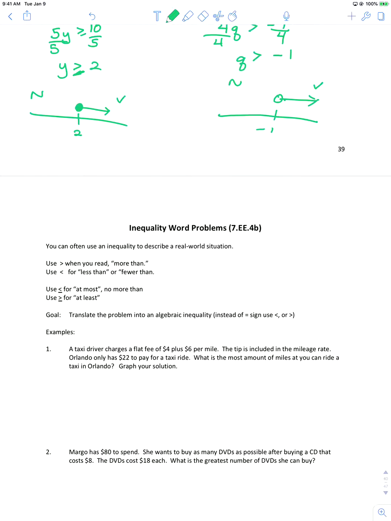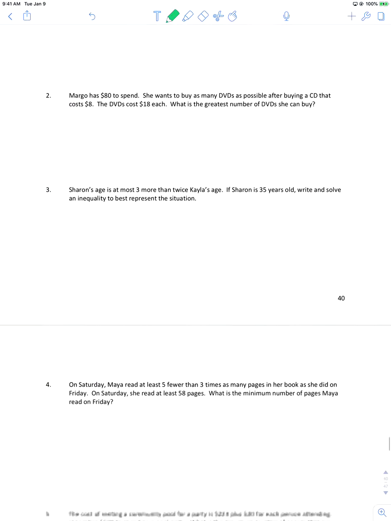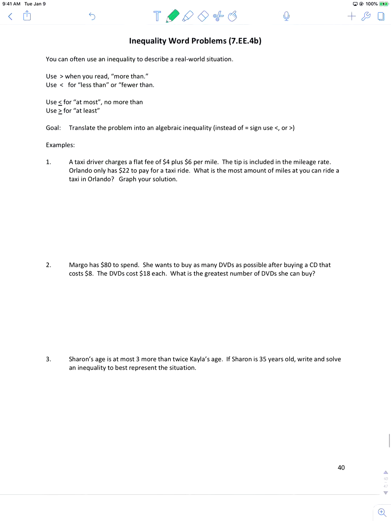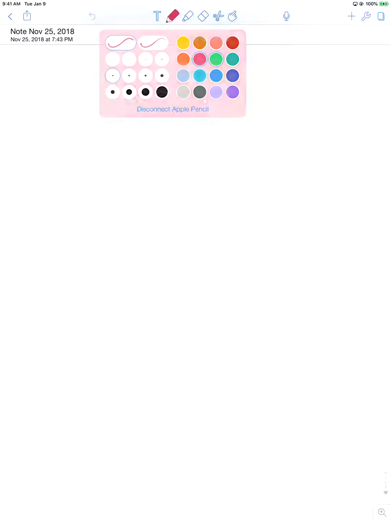Okay, now when we look at page 40, we start working with word problems, and you're going to recognize a lot of these; the setup is exactly the same. You want to look at what it is that you are being asked for, that's your variable, and then instead of using an equal sign, you're going to use a greater than or a less than.